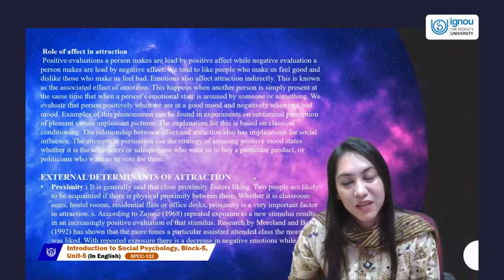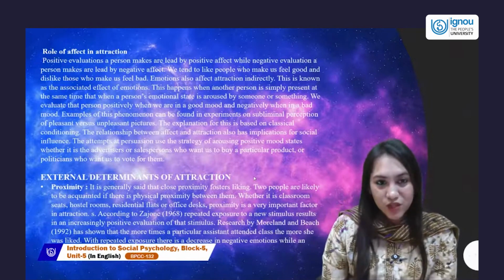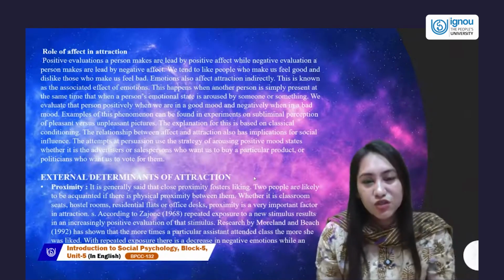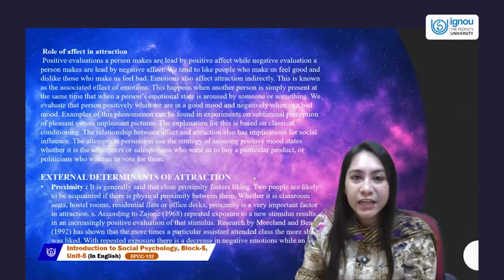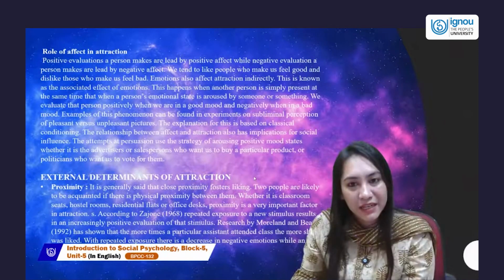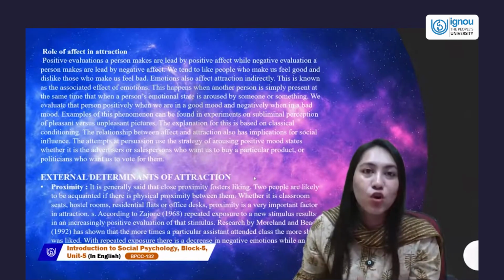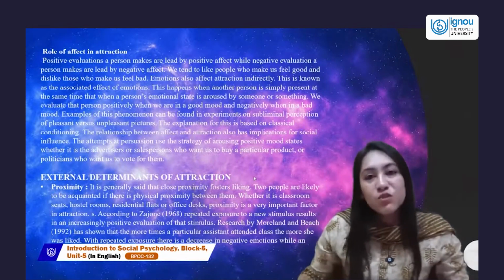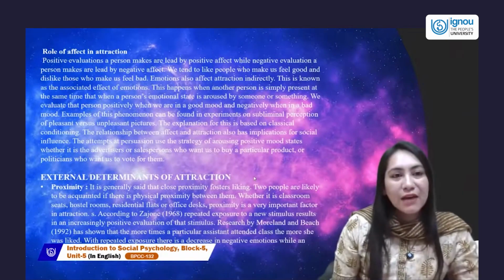And who wants a negative evaluation about themselves? They want to move towards people who have a positive evaluation. So emotion, which is called affect, actually impacts attraction indirectly and at times directly also. This is known as the associated impact of affect on emotions.